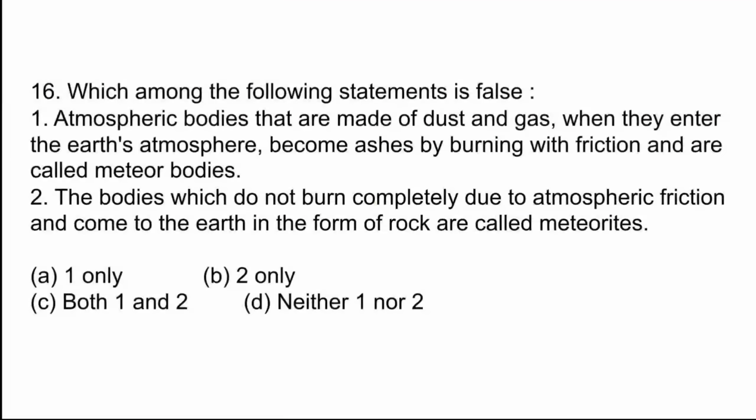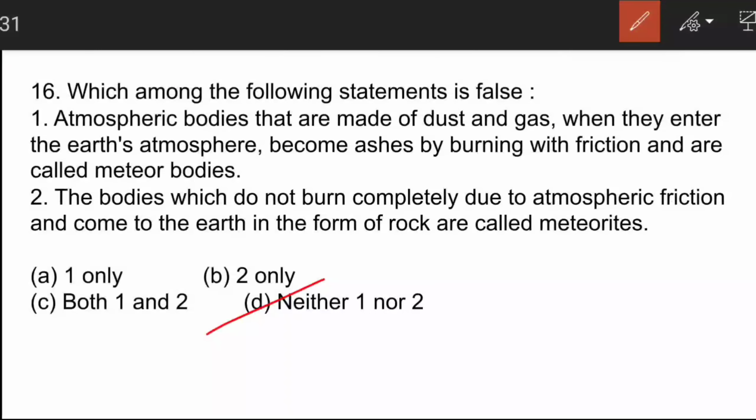The next question is, which among the following statements is false? Atmospheric bodies are made up of dust and gas. When they enter the Earth's atmosphere, become ashes by burning with friction and are called meteors. The bodies which do not burn completely due to atmospheric friction and come to the Earth in the form of rocks are called meteorites. Here, the statements have been interchanged, so D will be the correct answer.